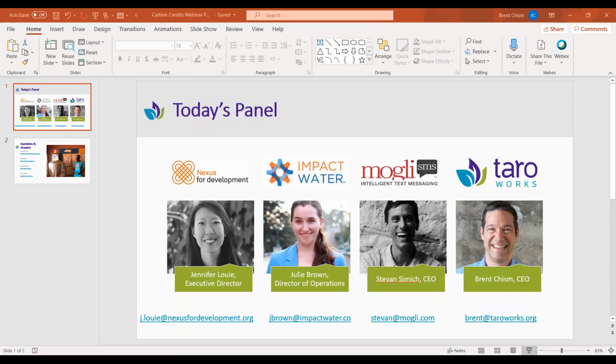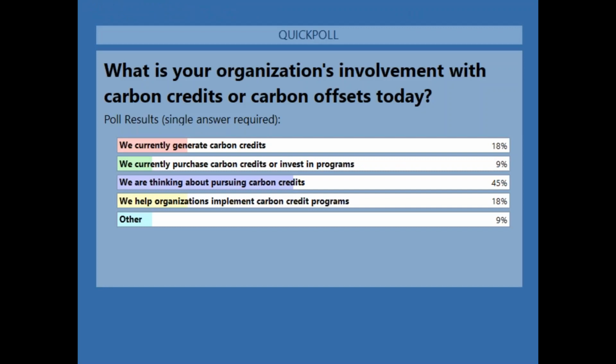Great. So now that we're through that, hopefully we have the poll results up. It looks like the largest number of organizations are thinking about pursuing carbon credits, with another couple of groups either helping or already doing carbon credit programs or implementing it. So kind of a good spread. Hopefully those organizations that have already done it can chime in with some points or observations that we may not get to in the discussion. And those of you who are still thinking about it, if there are questions that you have that we haven't covered, please chime in with those.